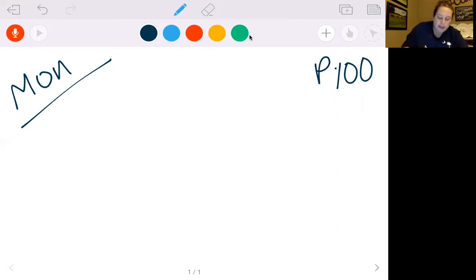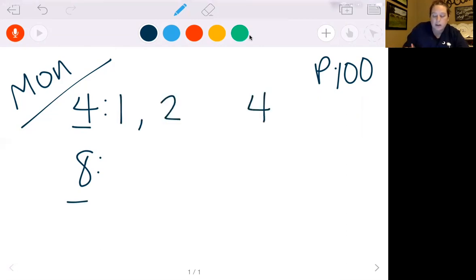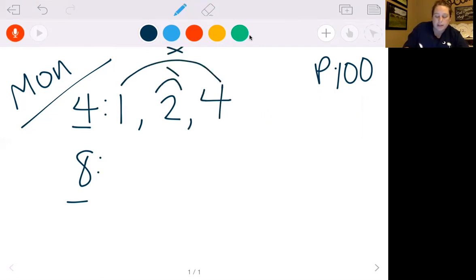So let's do something easy like 4 and 8. The factors are the numbers that you can multiply to get to 4 or to get to 8. So to get to 4, I know I can do 1 times 4, and I can do 2 times 2. You don't need to put 2 twice. So I could do 1 times 4 or 2 times 2. Those are all the ways to get to 4. Some of you messed up on the classwork we did because you didn't do all of them.